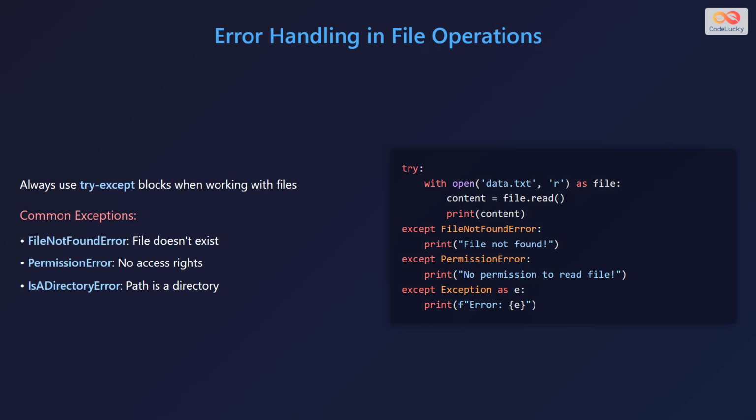In the provided example, the try block attempts to open and read data.txt. If a FileNotFoundError occurs, it prints file not found. If a PermissionError occurs, it prints no permission to read file. If any other exception occurs, it prints a generic error message.